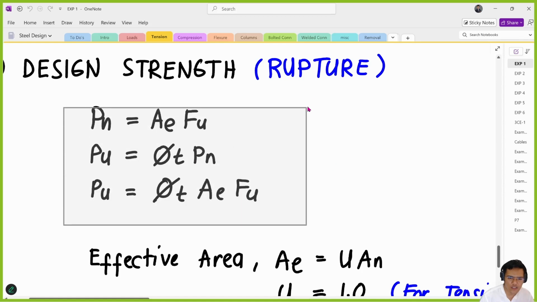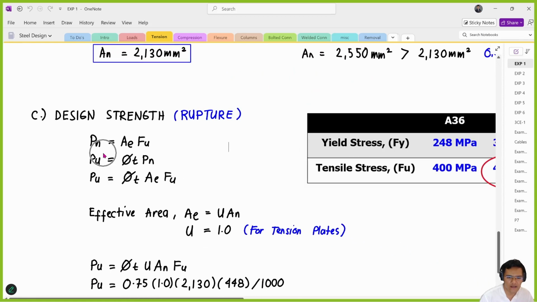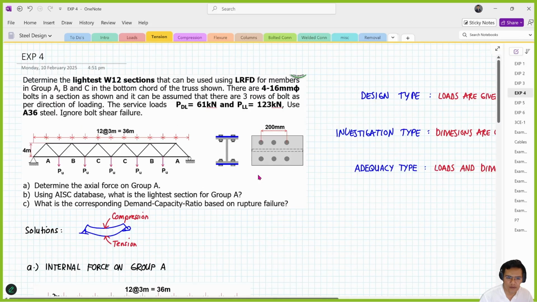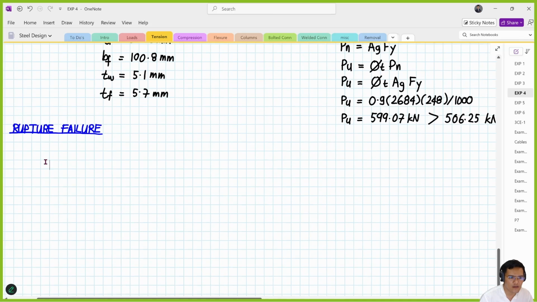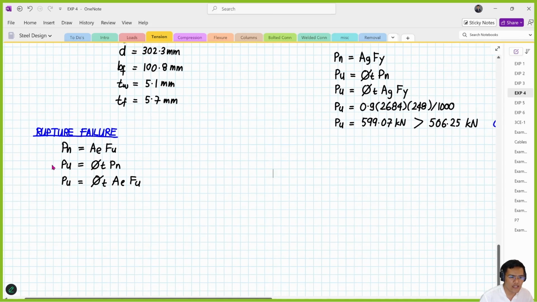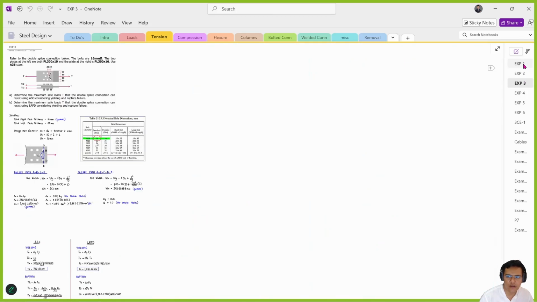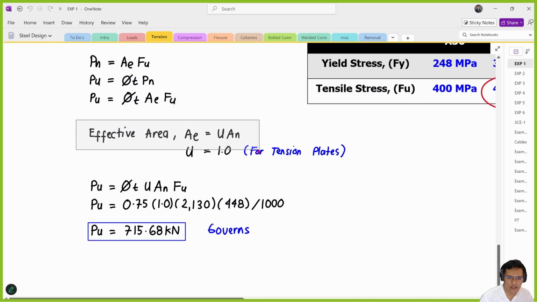I-plug in natin yung values dito, no? Nung P sub N, ito yung magiging final equation natin. So recap na lang yan. Sige, try natin tong i-copy para hindi tayo paulit-ulit. So for rupture failure, this is our equations. Unfortunately, yung FU, ma-define na natin, yung A sub E, wala pa. Yung A sub E is also equal to, as we have mentioned, the shear lag factor times the area net. Shear lag factor and the area net.